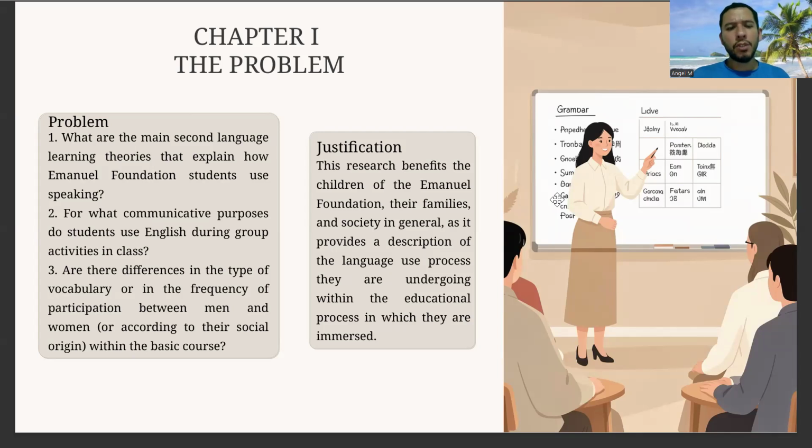About justification, this research benefits the children of the Emmanuel Foundation, their families, and society in general, as it provides a description of the language use process they are undergoing within the educational process in which they are immersed.